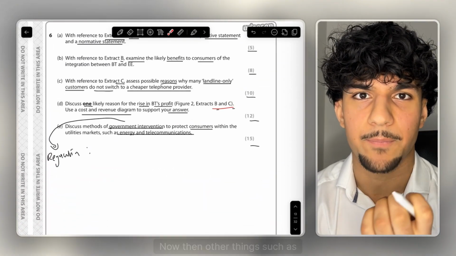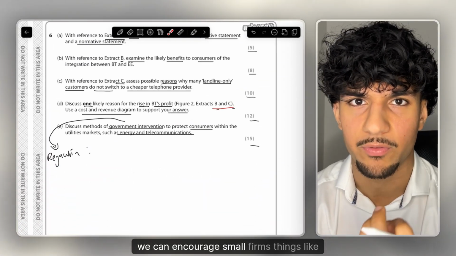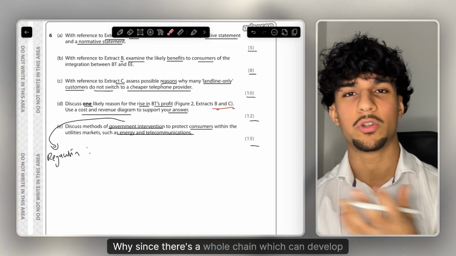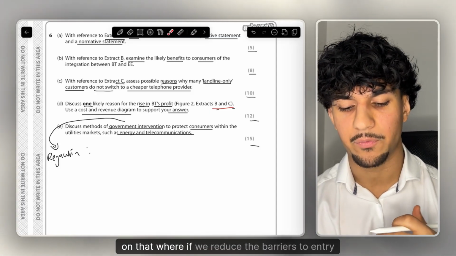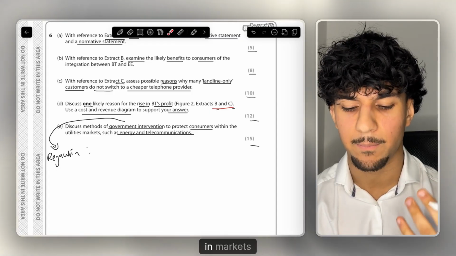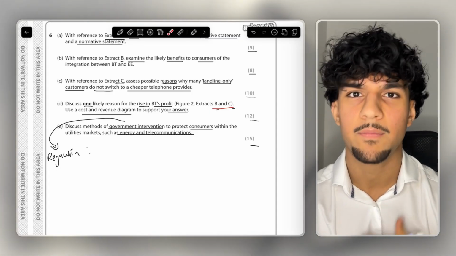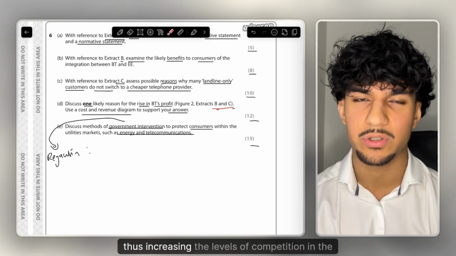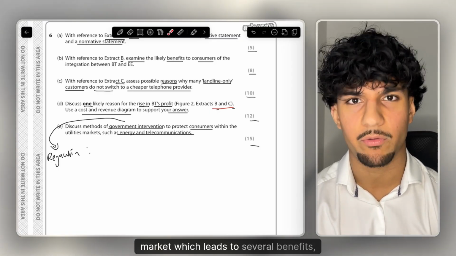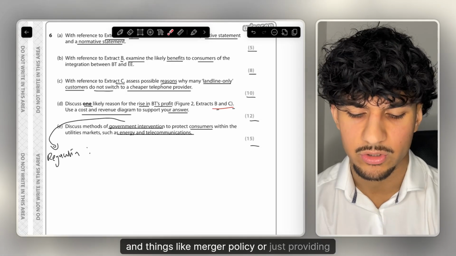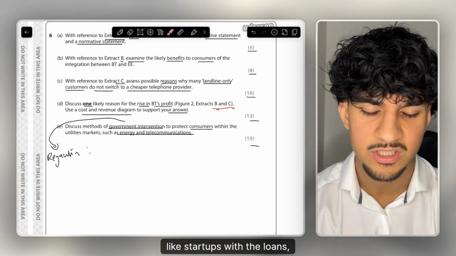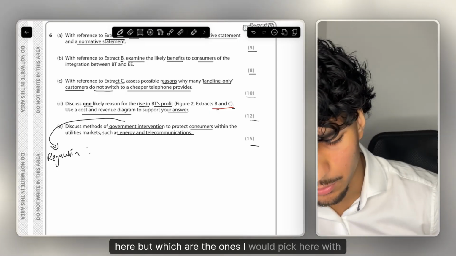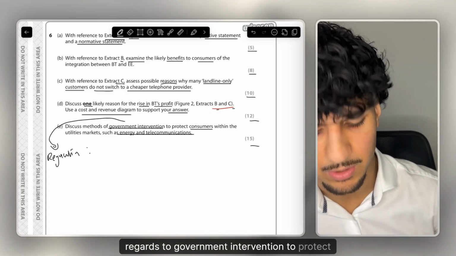Then other things such as how we can encourage small firms, things like reducing barriers, deregulation. Why? Since there's a whole chain of analysis which can develop on that, where if we reduce the barriers to entry in markets such as energy and telecommunications, it means new firms will enter the market. That increases the contestability in the market, thus increasing the levels of competition, which leads to several benefits. And things like merger policy, or just providing startups with loans. So there are many different ones you can talk about here, but which are the ones I would pick with regards to government intervention to protect consumers?